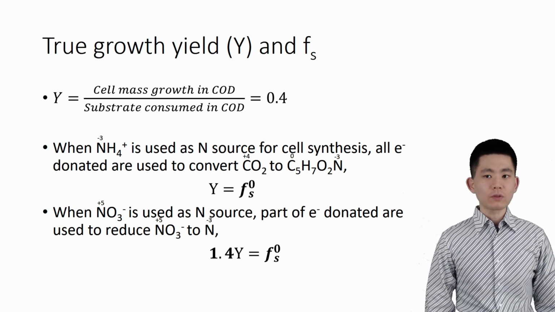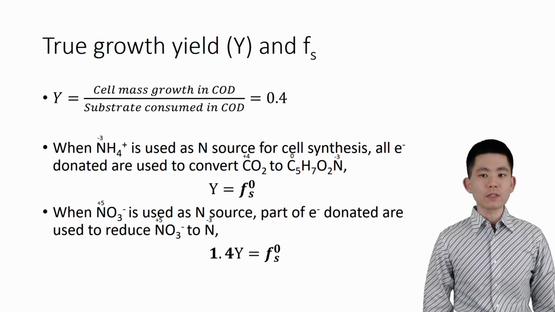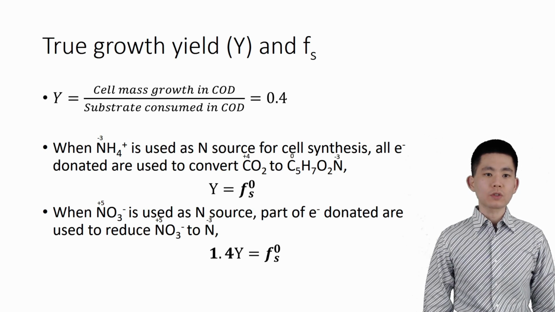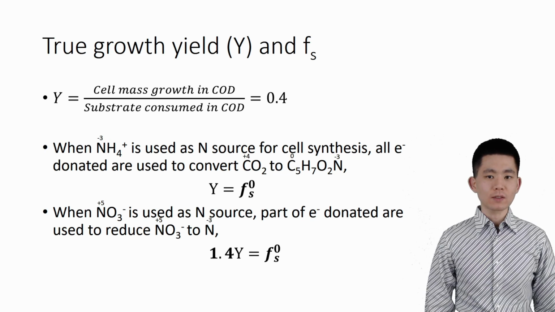All electrons donated are used to convert CO2 to biomass. But when nitrate is used as the nitrogen source, a part of the electron donated are used to reduce the nitrate to nitrogen with a +3 oxidation state. The true yield will be lower than Fs0.